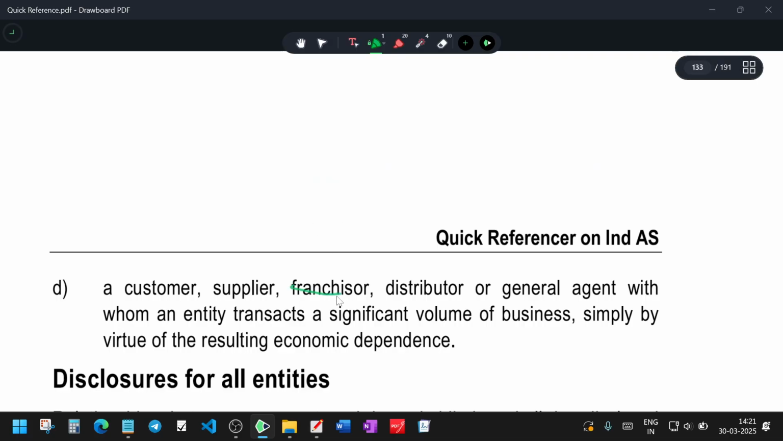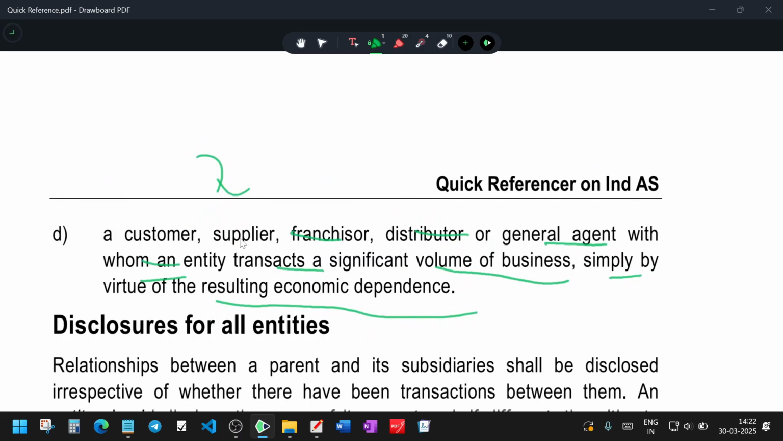Customer, supplier, franchisor, distributor, or general agent with whom the entity transacts a significant volume of business simply by virtue of resulting economic dependence. Example, in an engineering construction contract, I am in the steel industry and my friend is in the brick industry. A buyer is buying bulk amounts of steel and bricks from both of us. We have a common customer, so it doesn't mean that we are related parties.